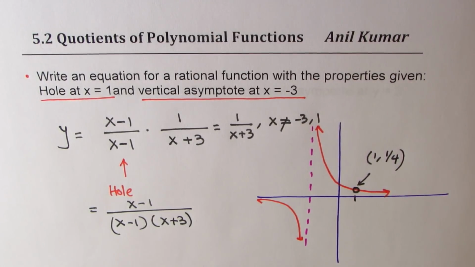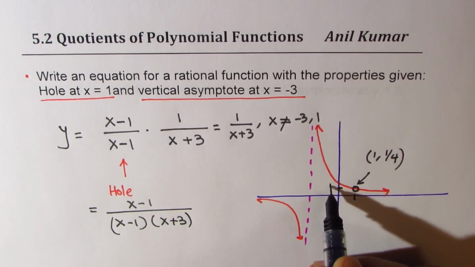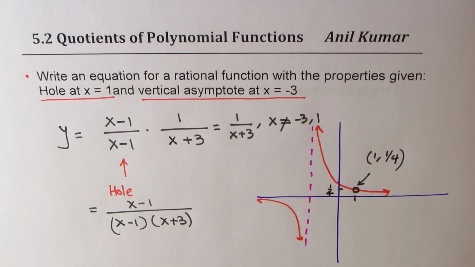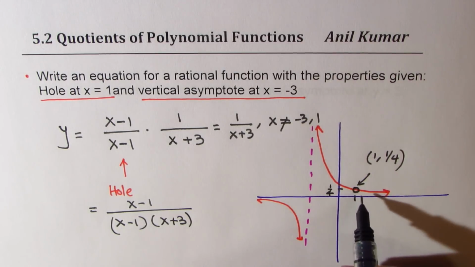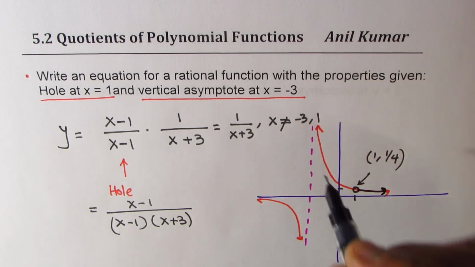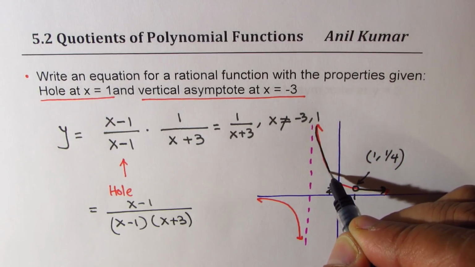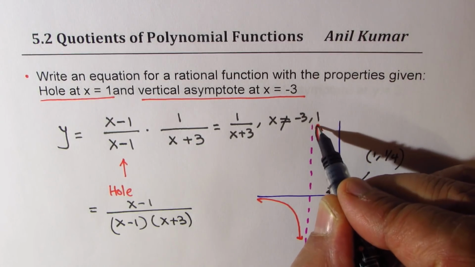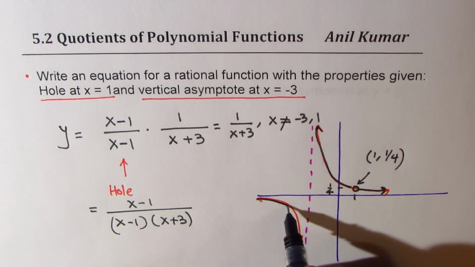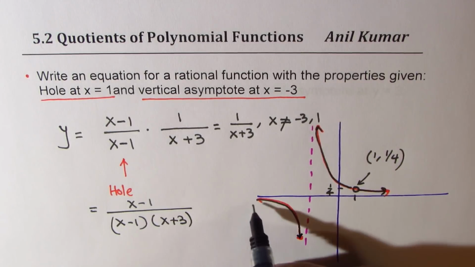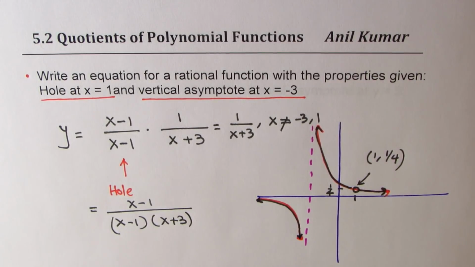Do you get an idea? So this point here is 1 over 4. So that is how you are going to sketch it. So the function will be sketched like this, with a hole at x equals 1. Is that clear? Perfect. So that is how you're going to solve it.